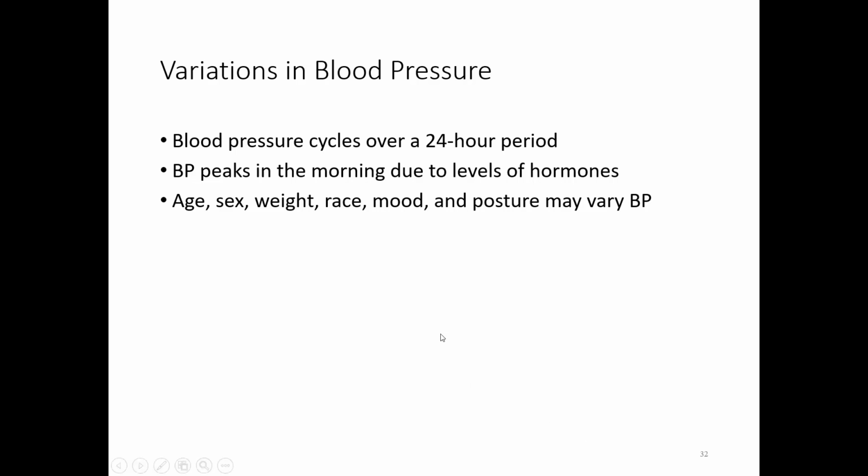Variations in blood pressure. Blood pressure cycles over a 24-hour period. Usually it's higher in the morning due to the level of hormones like cortisol. Also, blood pressure usually increases with age. It depends on sex, on weight, on race, even on your mood. When you are under stress, your blood pressure usually goes up. And even posture can increase blood pressure when you are standing.